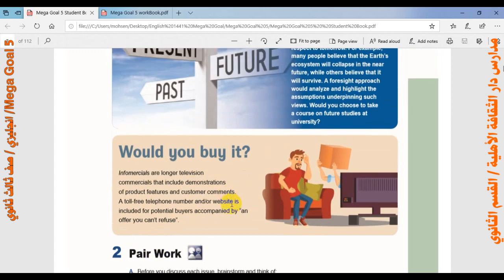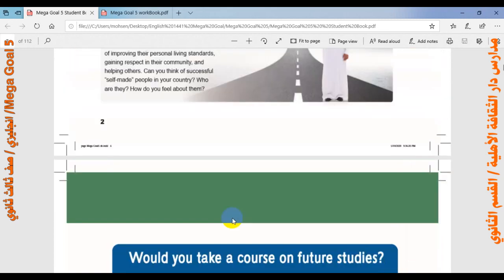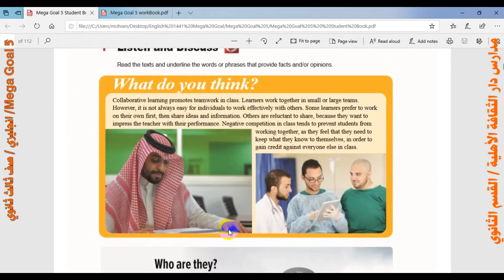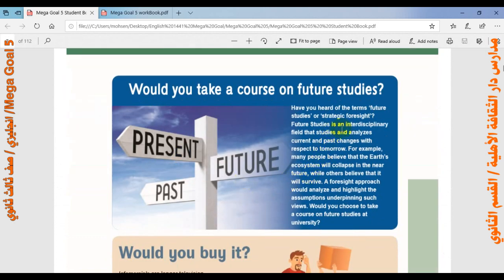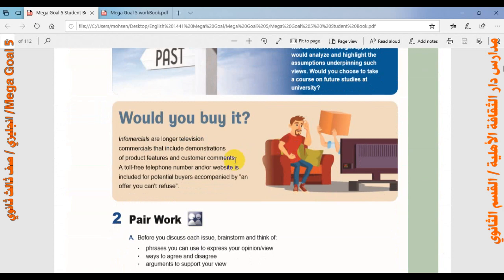The intro unit gives you more information about collaborative learning, about self-made people, about future studies or strategic foresight, and then about longer television commercials. These are the first intro units.